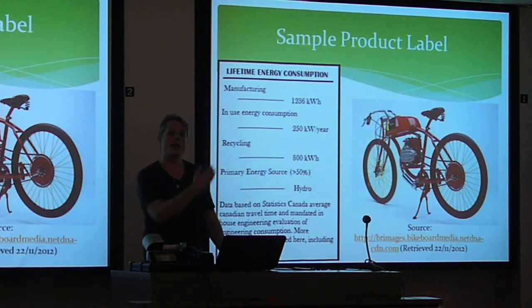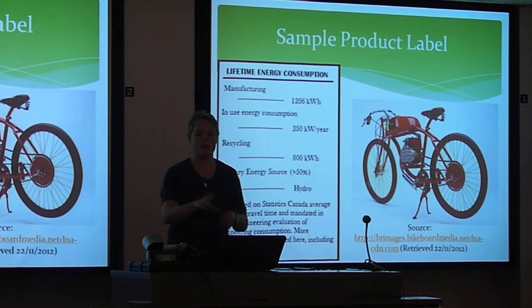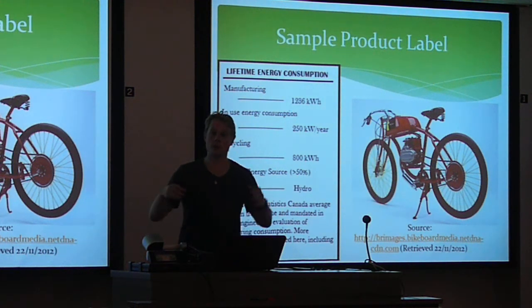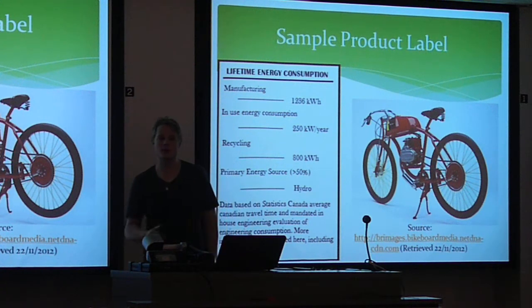So here's a sample product label. What we have here is, again, those 4 quantities displayed. Let's say you are buying this motorized bicycle. It would give you an idea of how much energy goes into the manufacturing, the use during the product life cycle, and the recycling, as well as the primary energy source.